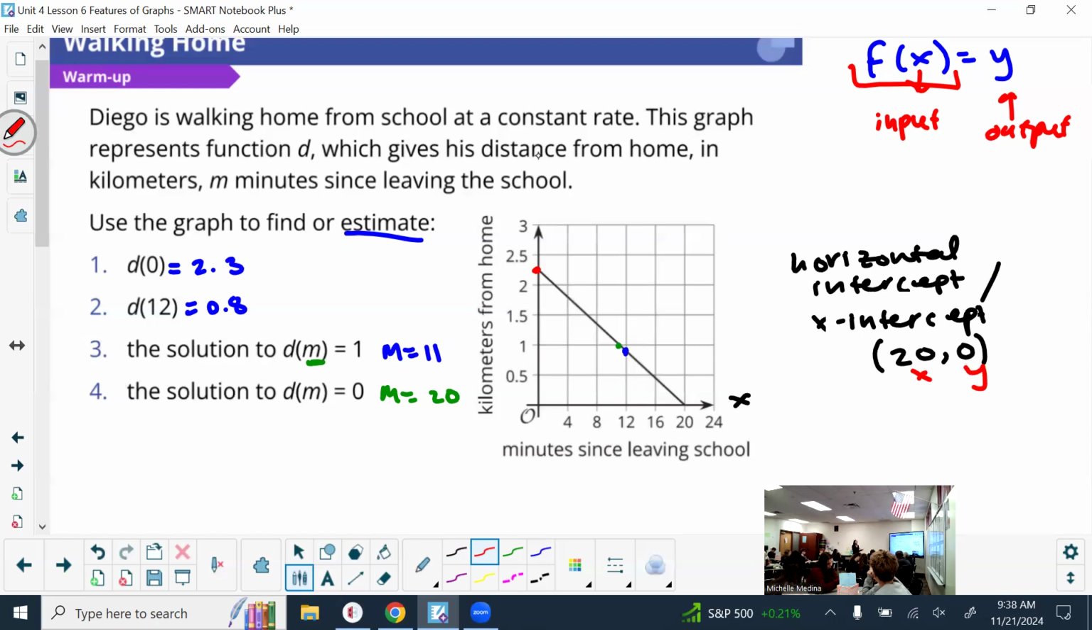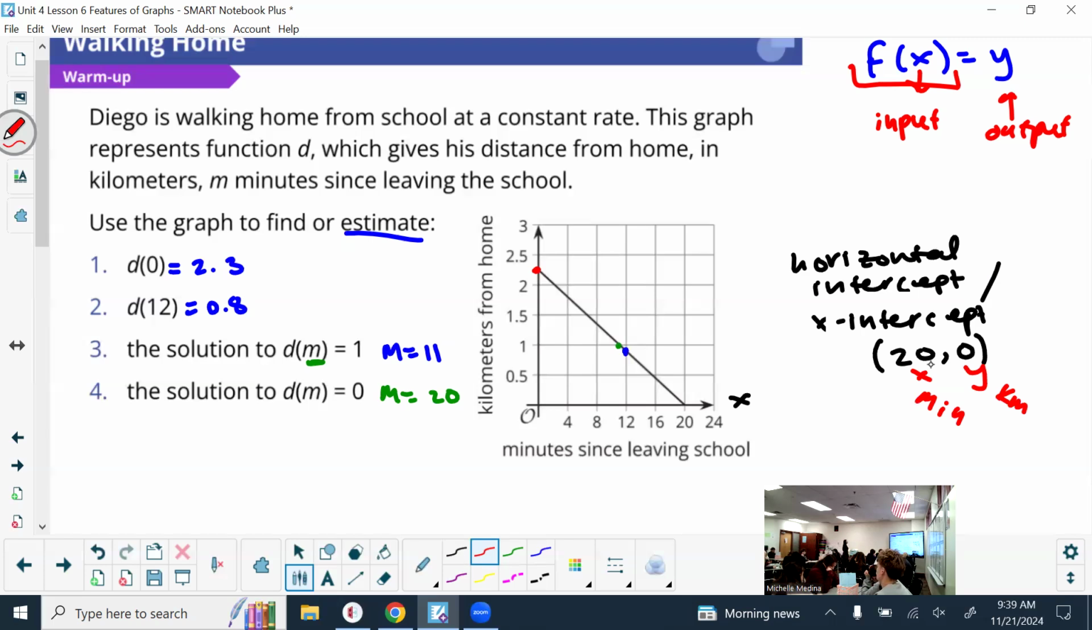And in terms of this situation, that means that my x was minutes since leaving school, and my y was kilometers from home. That means that 20 minutes after leaving school, he's 0 kilometers away from home. So like in normal terms, it took him 20 minutes to walk home. Or I'm assuming walk. Yeah. Right? So that's what it means. Identify it and then be able to interpret it.